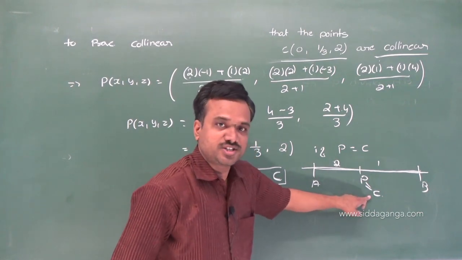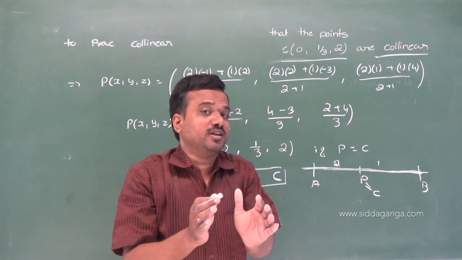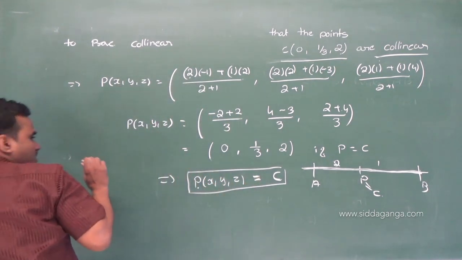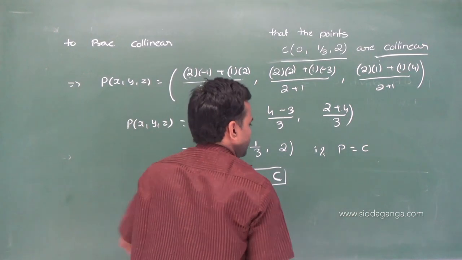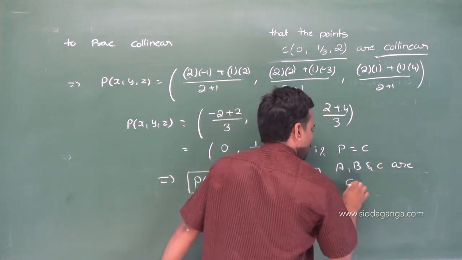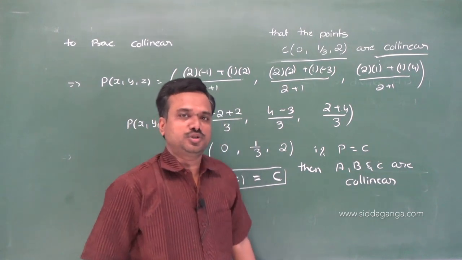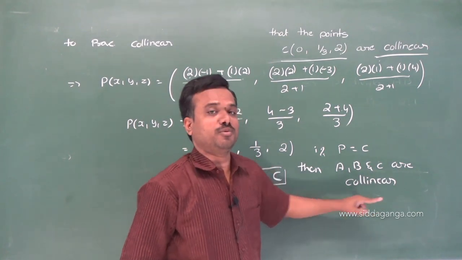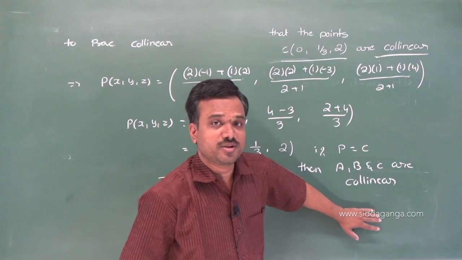Instead of P, I written C. A, C, B lie on the same line. A, B and C lie on the same line means what? Collinear. If P is equal to C, then A, B and C are collinear. This is the method to show that A, B, C are collinear by section formula. Understand? This is a very, very important problem.